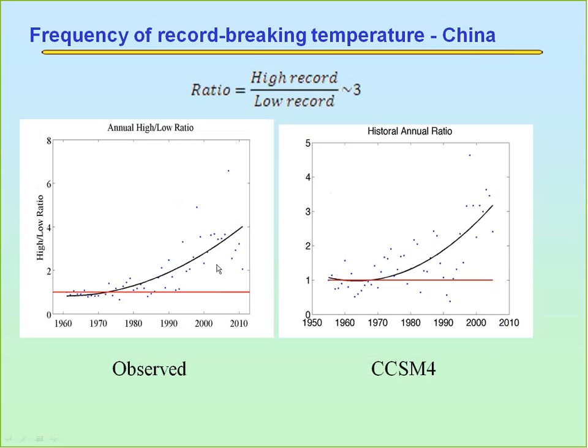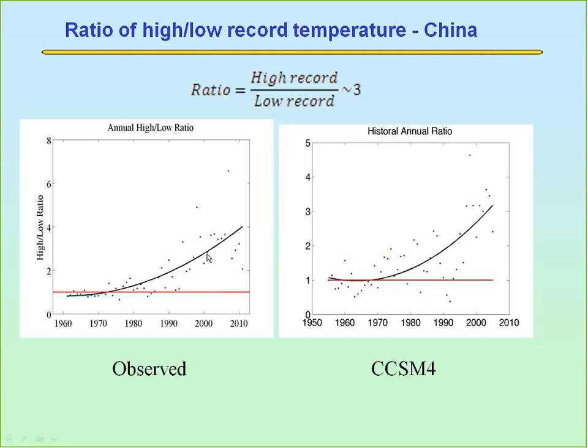And here is the ratio. Okay, it's the high to minimum record ratio, and this is the observed. This is the model. Actually, CESM4 is pretty good, and earlier it's less than 1, and now it's 3 or 4, 2 or 3 around this area.